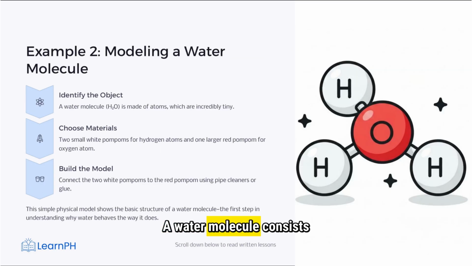A water molecule consists of two hydrogen atoms and one oxygen atom. Using two small white pom poms for hydrogen and a larger red pom pom for oxygen, connect them with pipe cleaners or glue. This model illustrates the basic structure of a water molecule, aiding in understanding its unique properties.